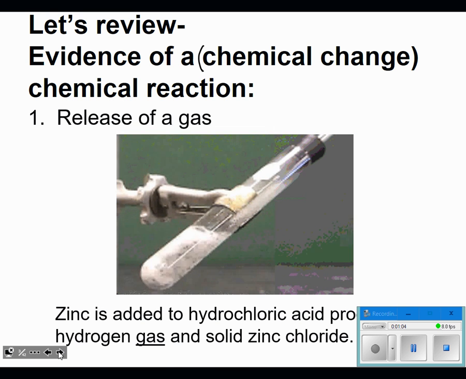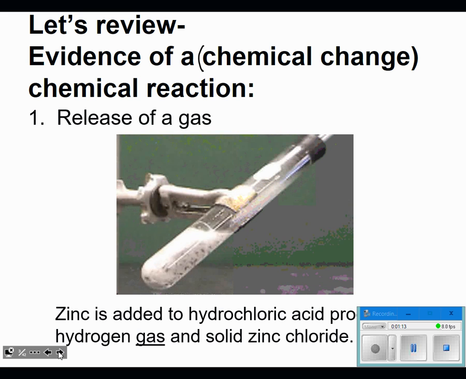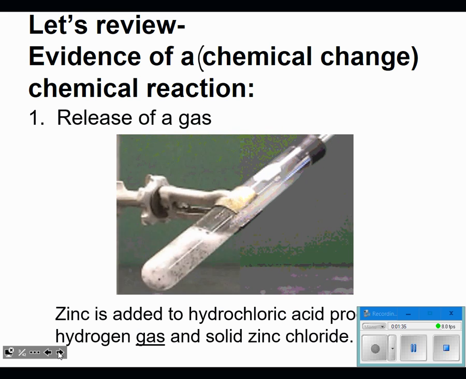We actually did this experiment in class, and I walked it around the room, where zinc was added to hydrochloric acid at the beginning of the year when we talked about matter and chemical changes and physical changes. Hydrogen gas gets released, and then you have a solid zinc chloride, which is a salt, but it also gives off heat. But it's mainly that release of a gas. It bubbles. Hydrogen peroxide does this too when you put it on a sore. So that's evidence of a chemical change or a chemical reaction.